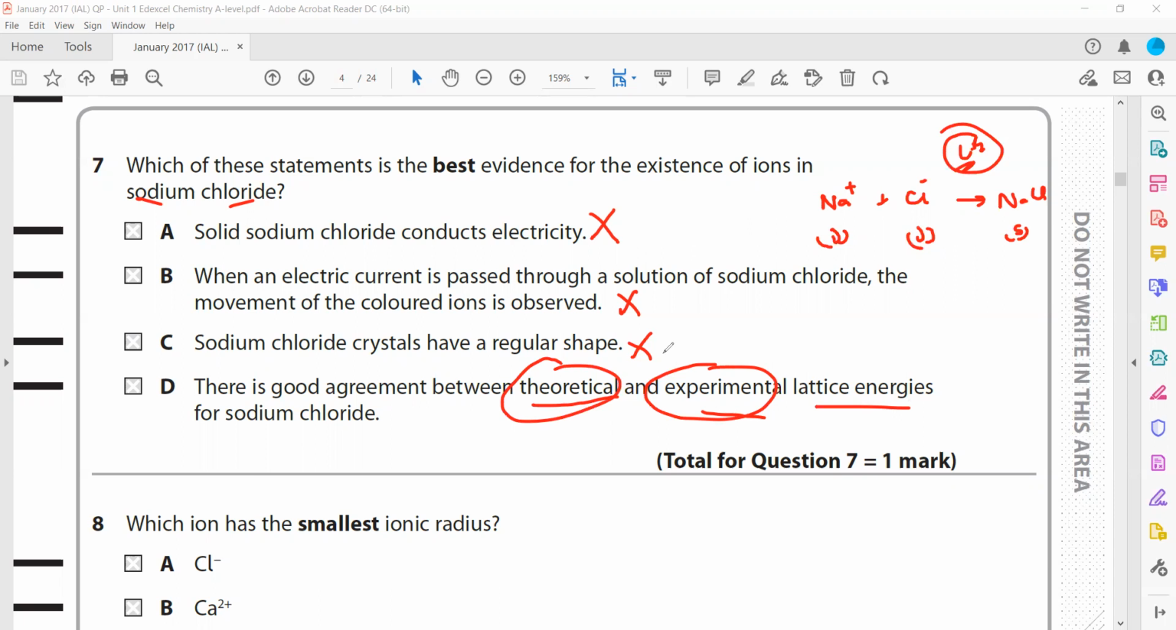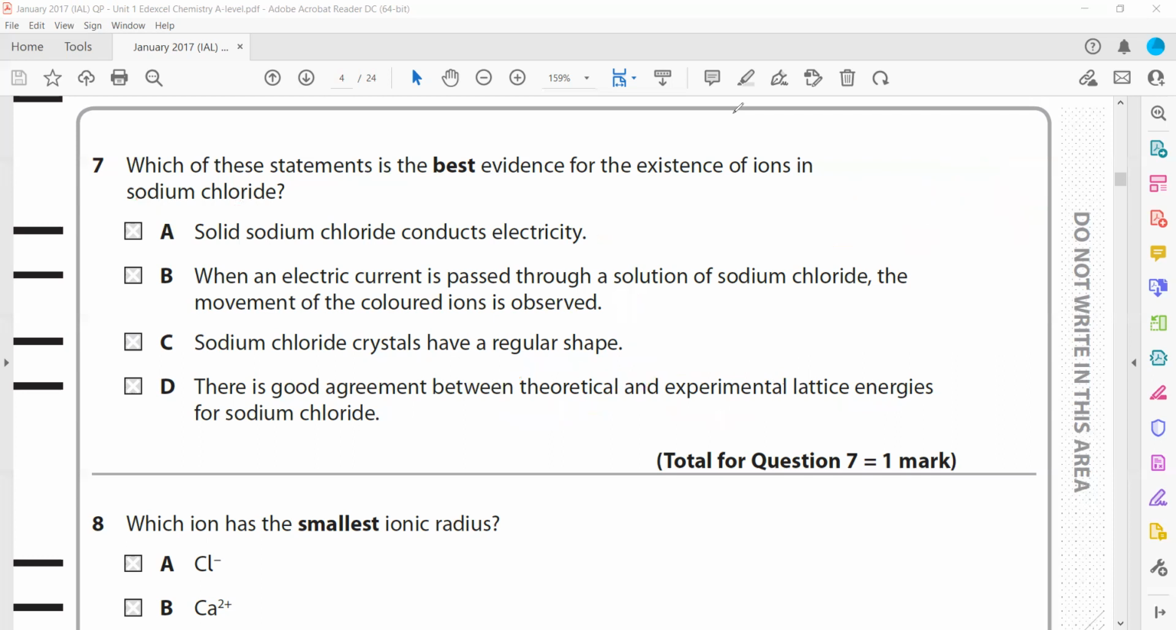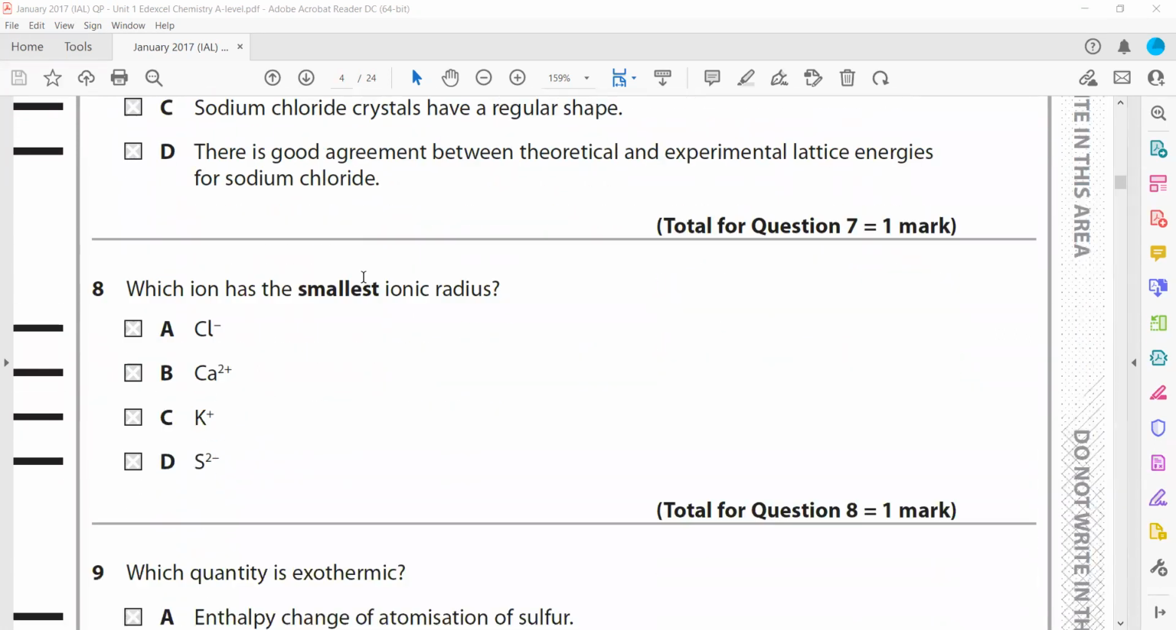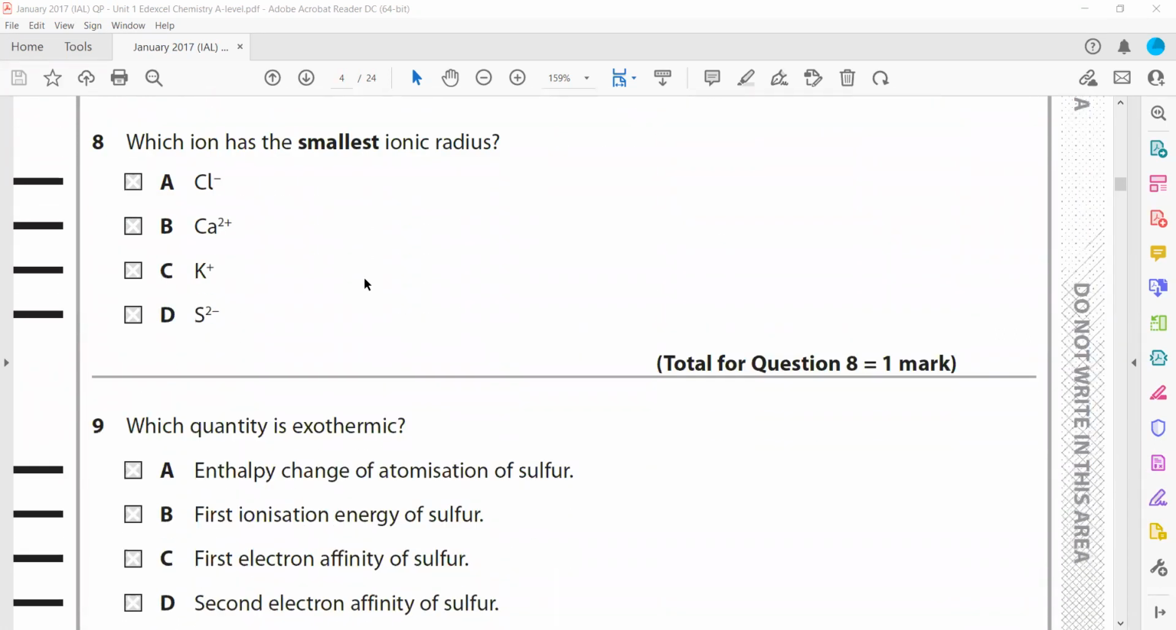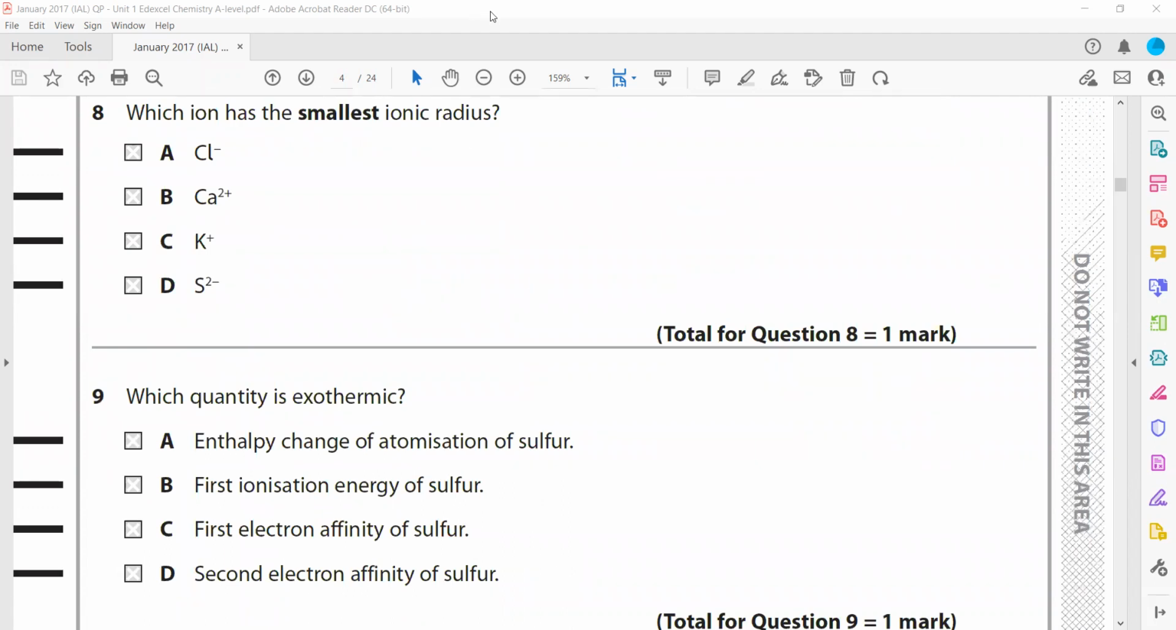But otherwise, if we calculate the lattice energy and practically it does not come out the same as what we calculated, it means there should be no ions present or it will not be 100% ionic. So the evidence is the lattice energy: the theoretical and the experimental results are equal to each other or close to each other. Which ion has the smallest ionic radius?